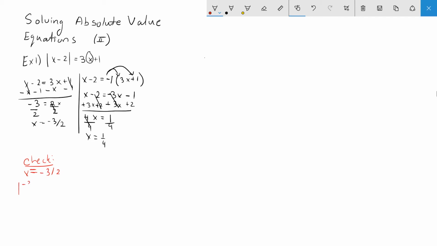So we have the absolute value of negative 3 over 2 minus 2 is equal to 3 times negative 3 over 2 plus 1. So negative 3 over 2 minus 2, that's just the absolute value of negative 7 over 2, is equal to negative 9 over 2 plus 1. The absolute value of negative 7 over 2, well, we all know that's just positive 7 over 2. And that's equal to negative 9 over 2 plus 1, which is just negative 7 over 2. Negative 7 over 2 and positive 7 over 2 are not equal to each other. Therefore, negative 3 over 2 is not a solution. So we have to reject this one. We call this an extraneous solution.